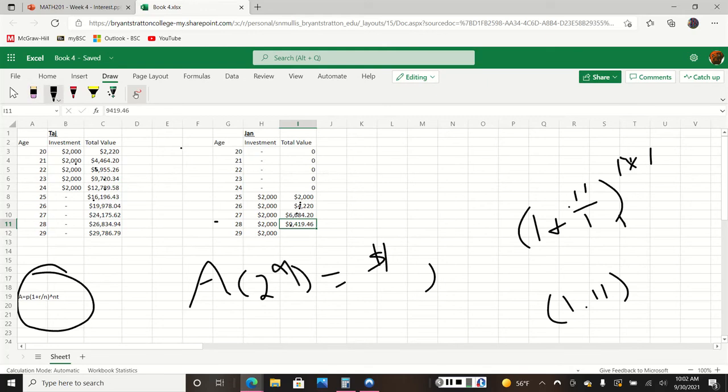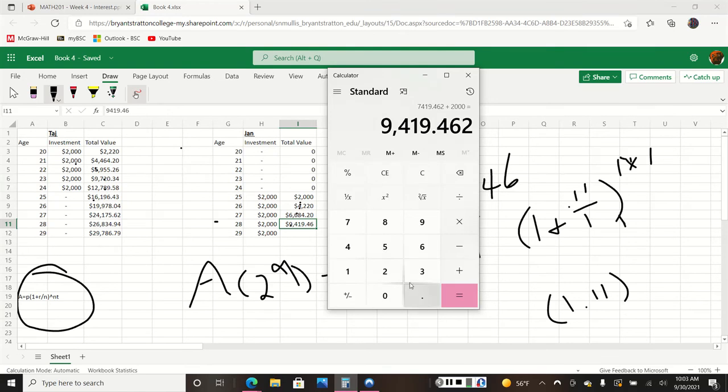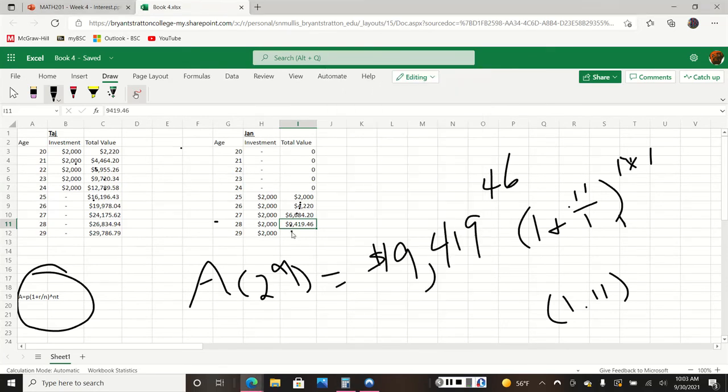So at age 29, we start off with $9,419.46. And we're just going to multiply that times 1.11, and that equals $10,455.60. So she did invest $2,000. So we need to add that to it, and that gives us $12,455.60 total.